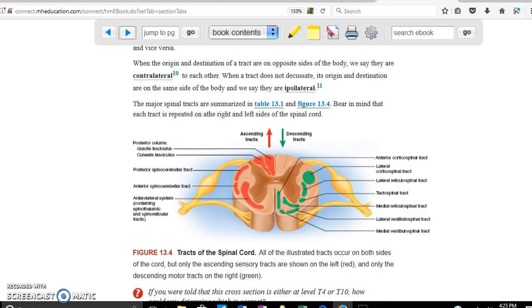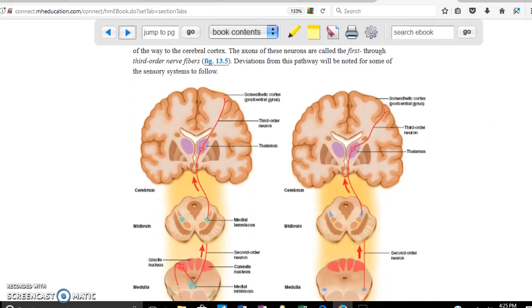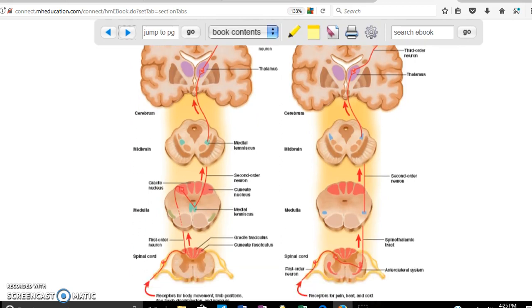So if we keep scrolling down, we can see ascending tracts. You have a nice figure in there where you can see right here it says receptors for pain. So this is in your skin. If you follow the arrow, you see it goes up. So this is going to be an ascending tract. Okay, so sensory are always ascending tracts.